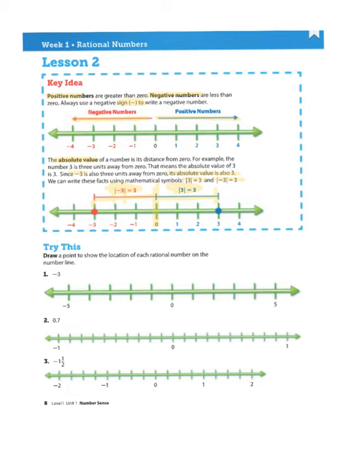On the try this, it says draw a point to show the location of each rational number on the number line. This is where we are going to make labels, and when you do yours, you will just have to drag the number to the correct spot on the number line. So the first one we have here is a negative 3. So this is a negative number. So our answer can only go in this part of the number line because this is where the negative numbers appear.